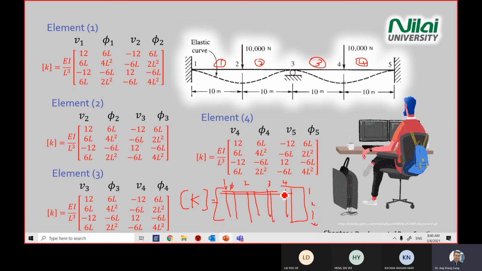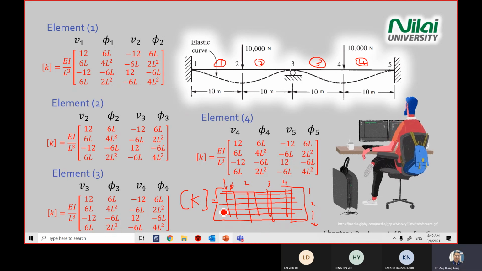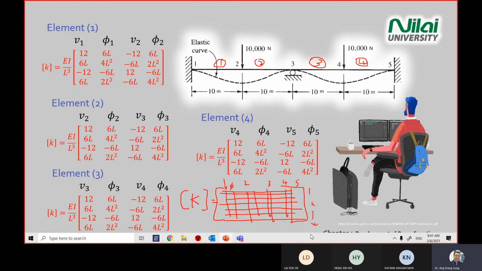So same with this one. Stop me if you're not able to understand why we're having 8 rows and 8 columns when we come to the global matrix. Stop me if you're not able to, ask me a question now. Yes, I think it's 10. Oh, sorry, 10, correct. We have 5 points. Excellent. Yes, we should have 10 rows and 10 columns. Okay, good.